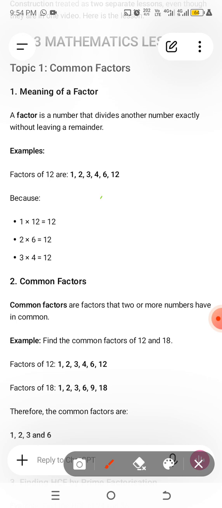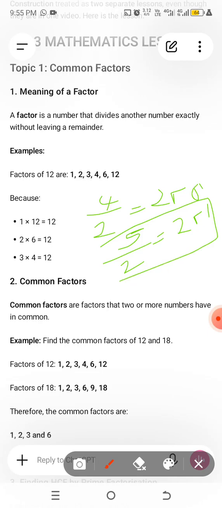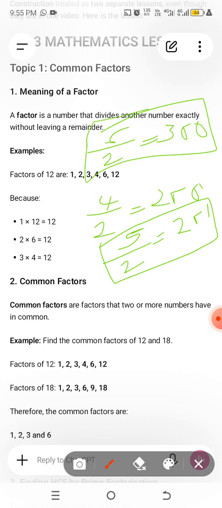Take for instance, you say 4 over 2. 4 over 2 is equal to 2, remainder 0. You see there is no remainder. If you say 5 over 2, 5 over 2 is 2, remainder 1. This is not a factor because it has a remainder. But if you say 6 over 2, 6 over 2 is 3, remainder 0. This is a factor because it has no remainder. Do you understand?